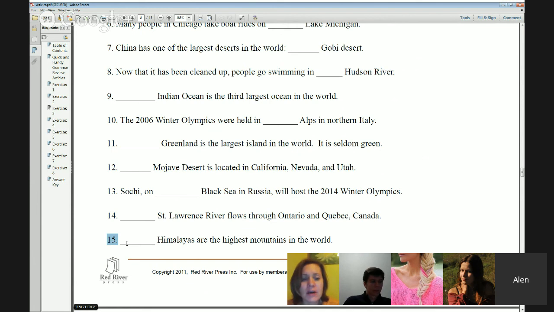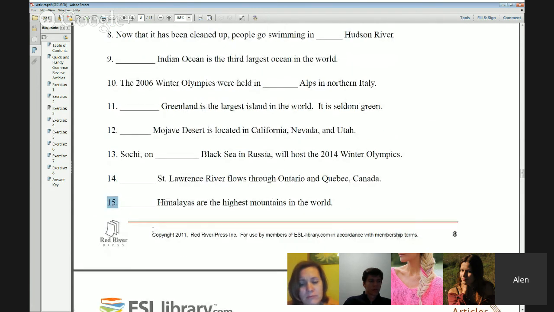I think with article there, the Himalayas are the highest mountains in the world. Excellent. Very good. Yeah, like I mentioned earlier, same with the Alps and the Rocky Mountains. All those are mountain ranges, so we have to use the article the. All right, well done, guys.